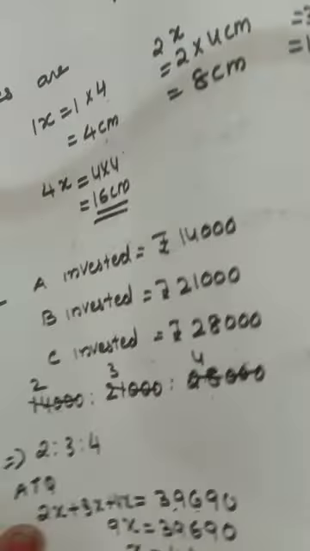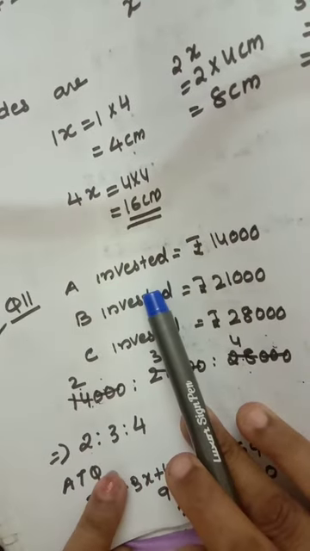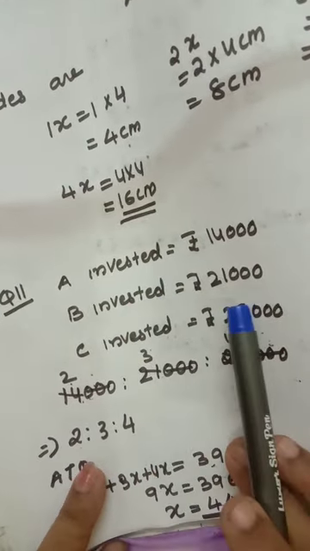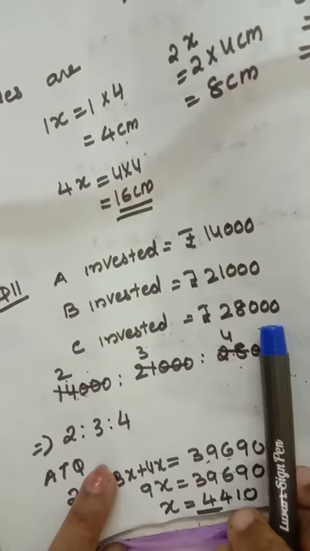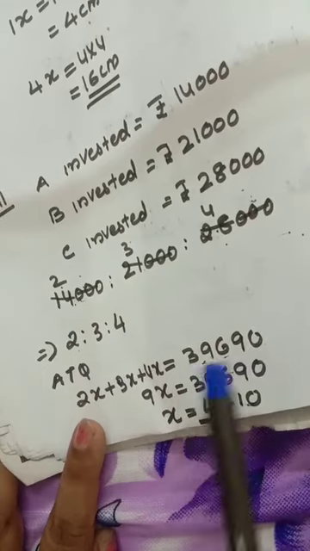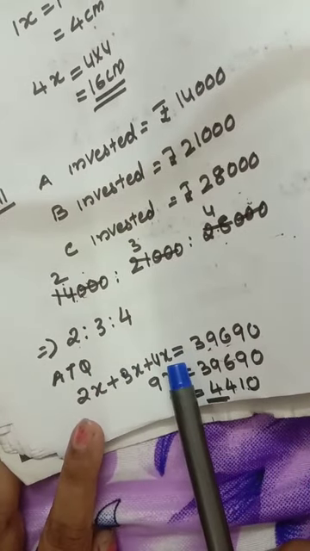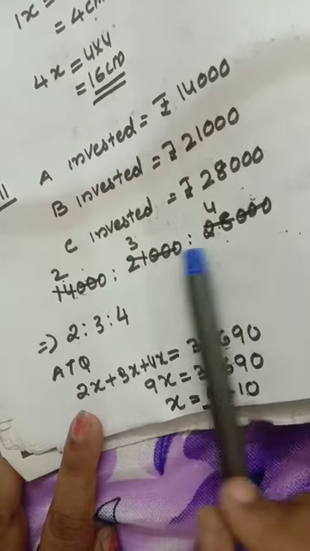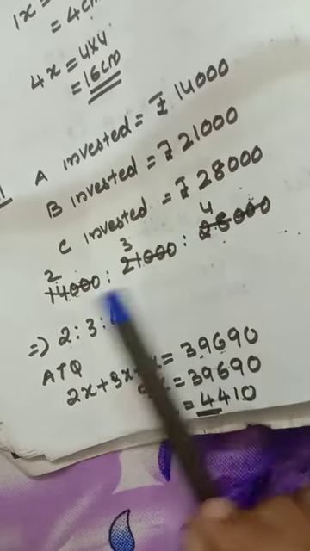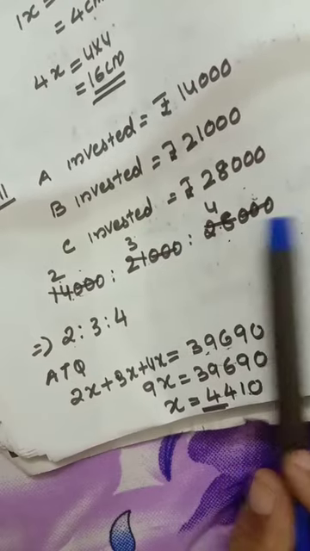Okay, children. Question number 11, the last question. A, B and C invested 14,000, 21,000 and 28,000 to start a business. In the first month, they made a profit of 39,690. How much profit did each one get? They decided to share the profit in the ratio of their investments. That ratio they have taken for the profit. The ratio, you cut it out.